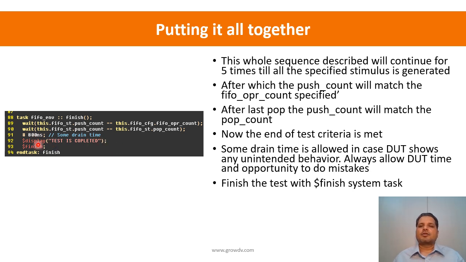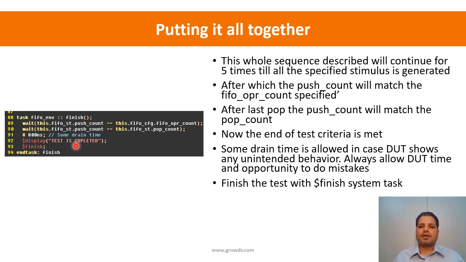So we are expected to check the error count in the same way that we had done in the counter test bench, right? If the error count is 0, then we say that the test has passed, and if the error count is a non-zero value, then we say the test has had failures, right? And then we call the dollar finish SystemVerilog task to end the simulation, right?